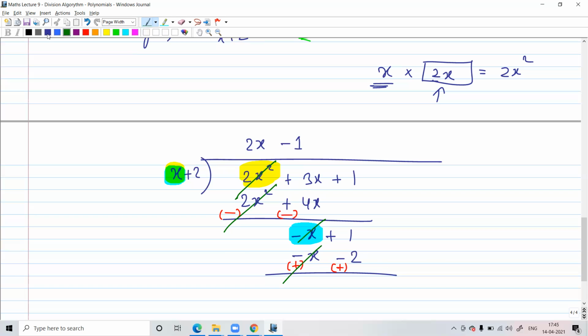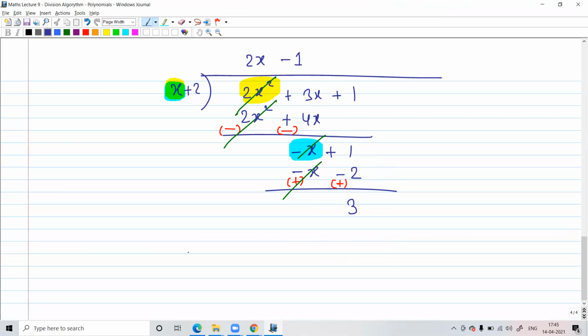And what do you get remainder? This is plus 1 and this is plus 2, remember now. So plus 1 and plus 2 becomes 3. This is not minus 2 anymore. Okay, so keep that in mind. The minus sign has changed to plus now. So this is plus 2. That is why we get a remainder of 3.